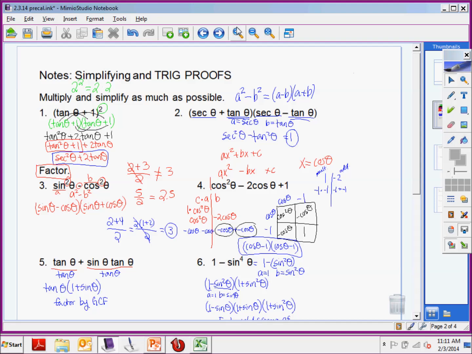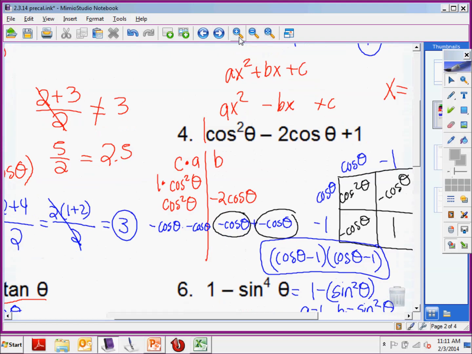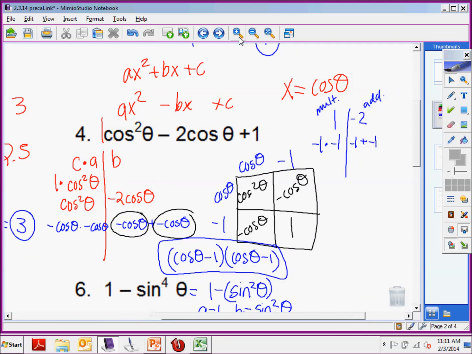On 4, we went over using what we call the CAB method to factor this. Remember, ax squared plus bx plus c. But in this case, it was ax squared minus bx plus c. Our ax squared term is the cosine squared theta, our bx term is the negative 2x cosine theta, and our c term is 1. X equals cosine theta now, so instead of saying x squared or x, we're saying cosine squared theta and cosine theta.